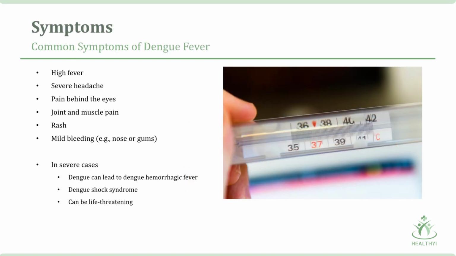Dengue fever is characterized by a range of symptoms that typically manifest within 4 to 7 days of being bitten. The common symptoms include high fever, severe headache, pain behind the eyes, joint and muscle pain, rash, and mild bleeding such as from the nose or gums.